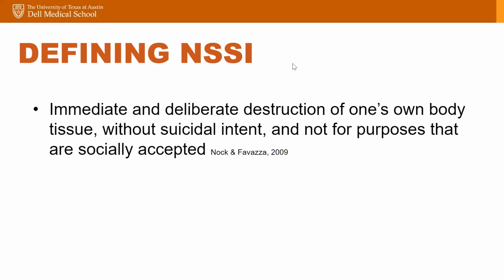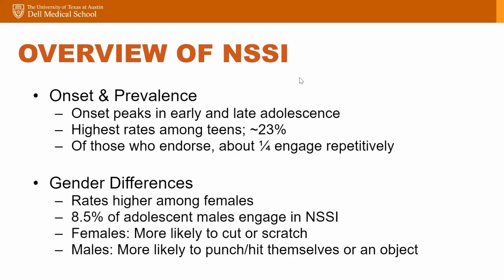I want to start off by giving us an overview of what NSSI is like. More specifically, I want to talk a little bit about onset and prevalence. So basically, when this behavior is typically seen in youth, as well as how often it is observed among youth. So data out there indicates that when we talk about onset, so specifically when this behavior is typically first observed, there are two major trends that tend to emerge.